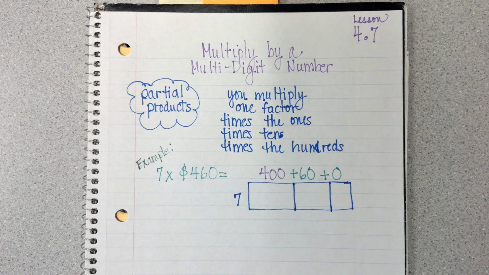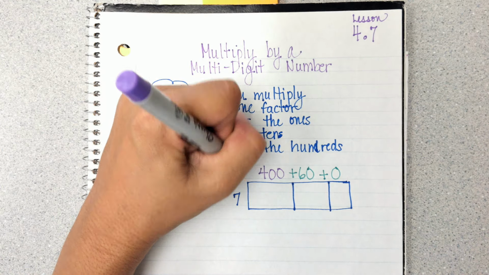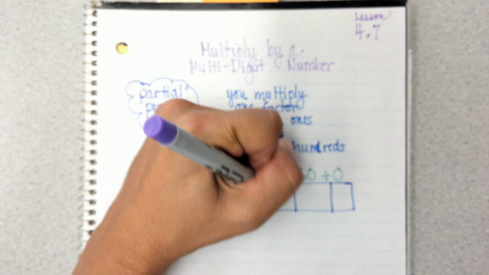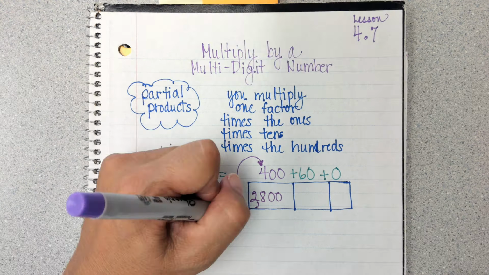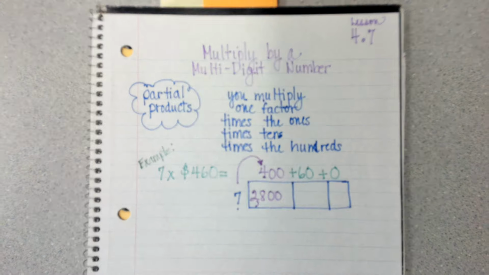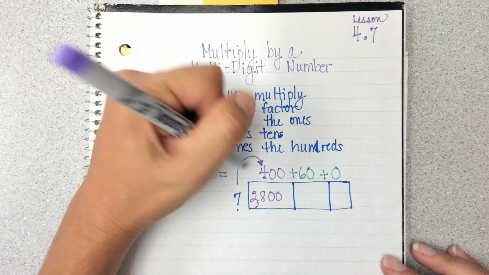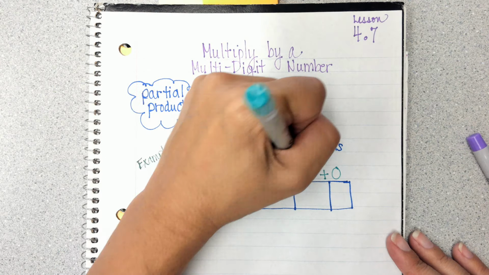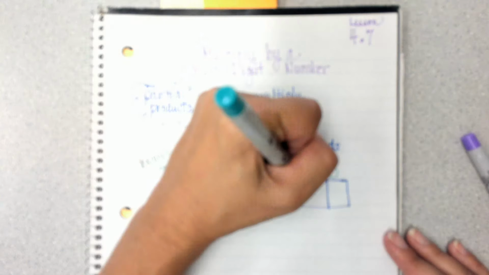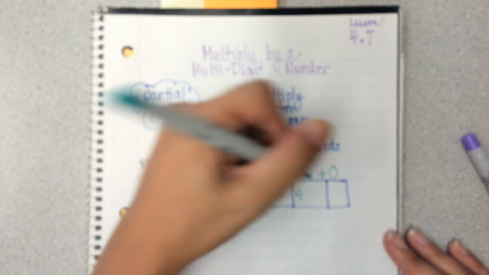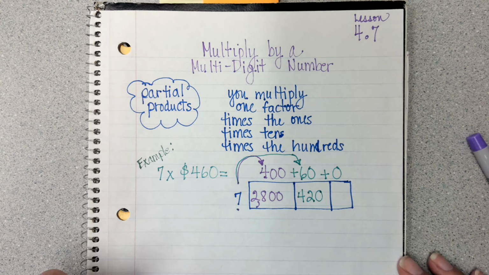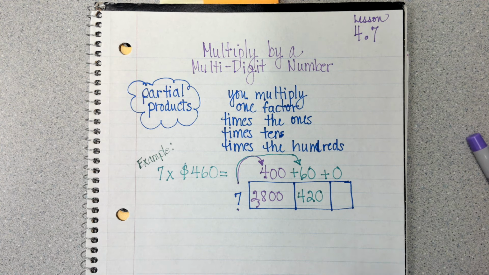I'm going to multiply. First, you're going to multiply 7 times the hundreds place. You get 2,800. Basic facts. Hopefully you know your sevens by now. Then you're going to multiply 7 times the tens place. 7 times 60. Basic fact, 7 times 6 is 42. 7 times 60 would be 420. And just because I'm modeling this, I put the 0 there, but you really, really do not need it.